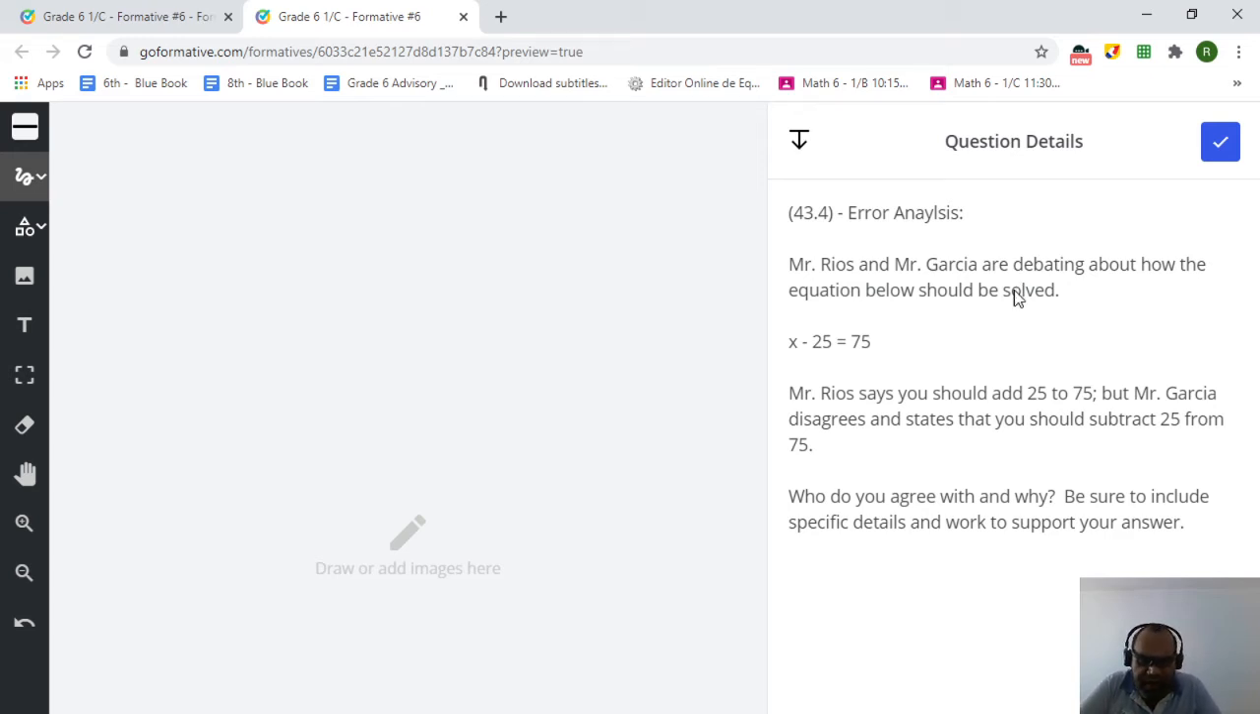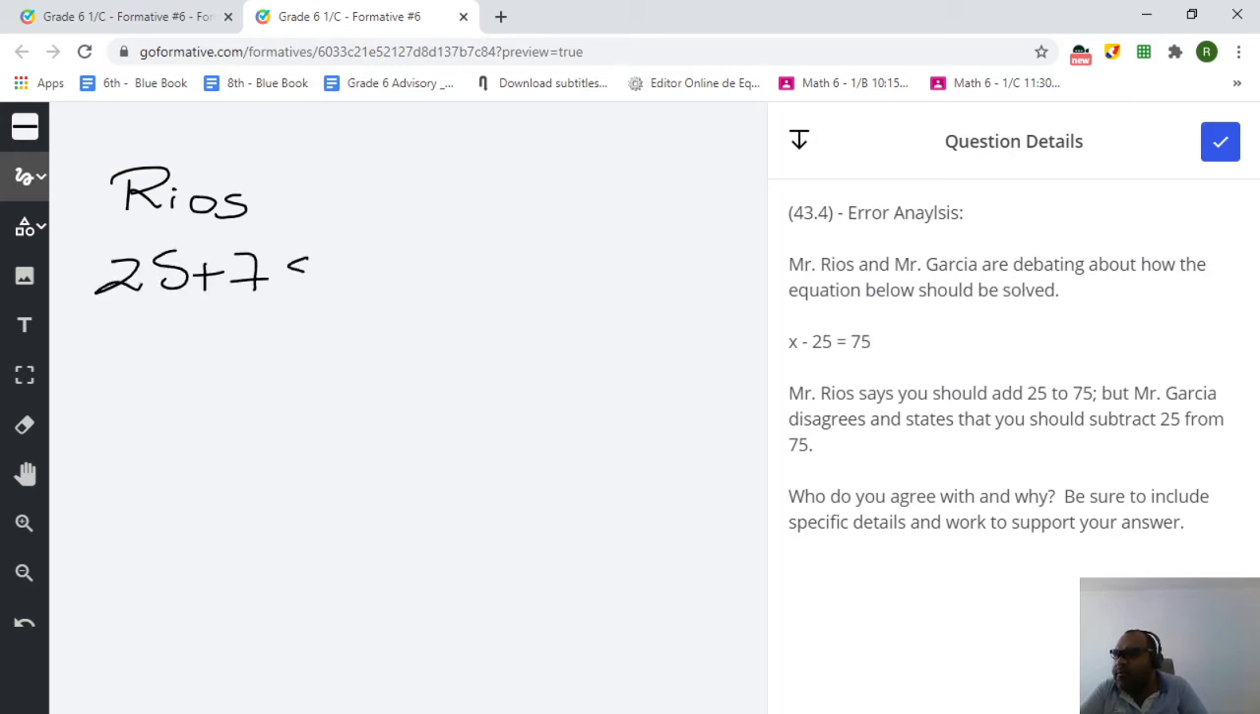Guys, the first thing, let's solve. Let's just write here the information you got. Here's Mr. Rios. Mr. Rios says to us, I need to add 25 plus 75. And here's Mr. Garcia's statement. Mr. Garcia says to us, you should subtract 25 from 75.